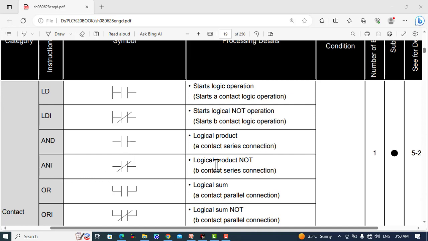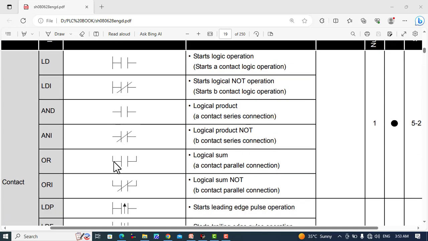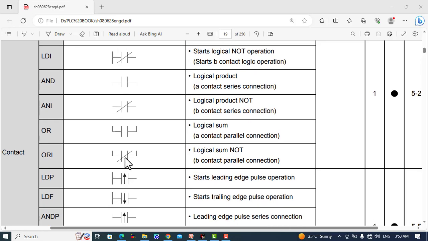This is the AND inverse, ANI. Logical product NOT. This is the inverse of this instruction. This is the OR, logical sum. It gives the product of the two inputs. It gives the parallel sum of the two inputs, or OR operation. And this is the inverse of OR, ORI, inverse of OR.